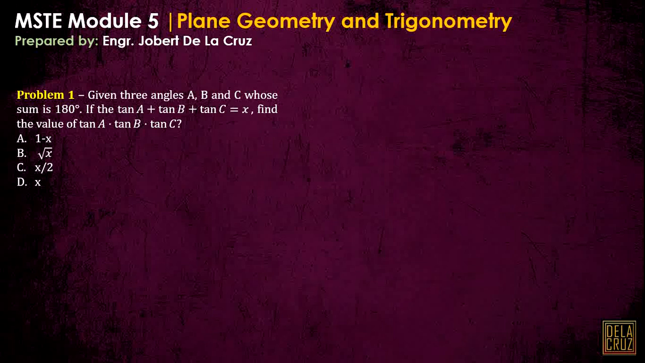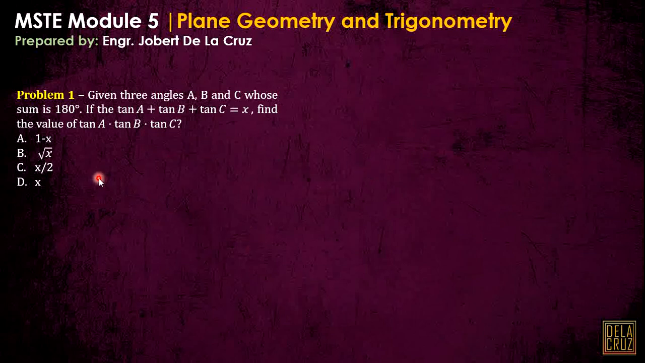Problem 1. Given three angles A, B, and C whose sum is 180 degrees. If tangent A plus tangent B plus tangent C is equal to x, find the value of tangent A times tangent B times tangent C. Okay, so we need to know some trigonometric identities when solving this kind of problem.